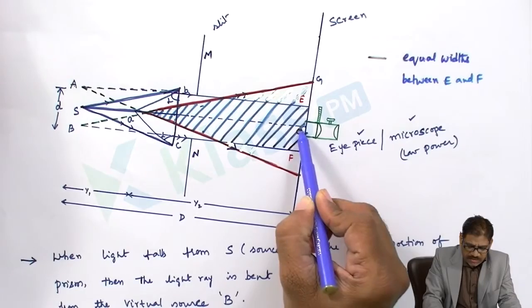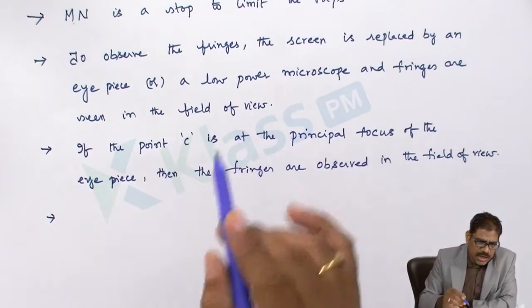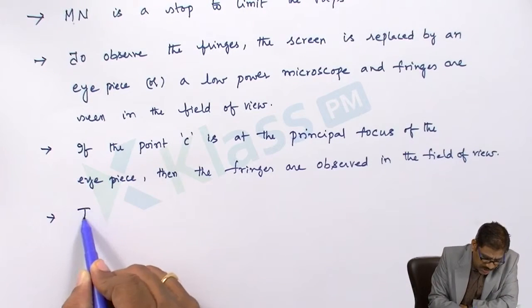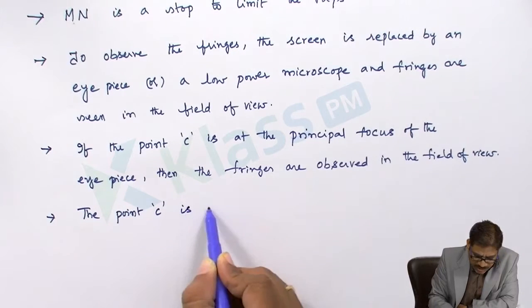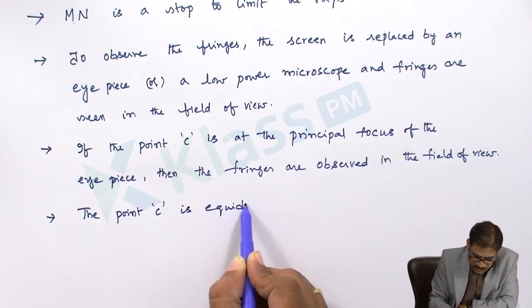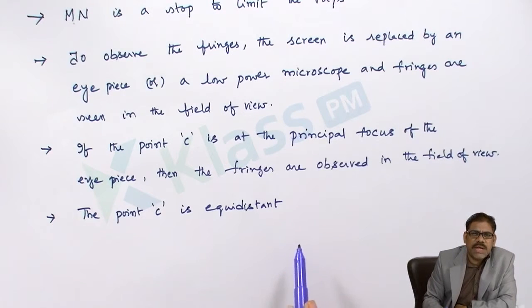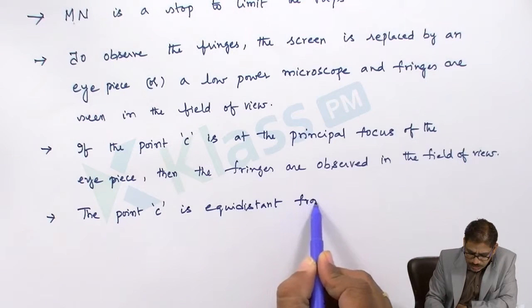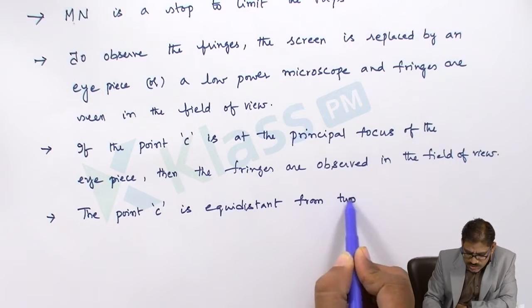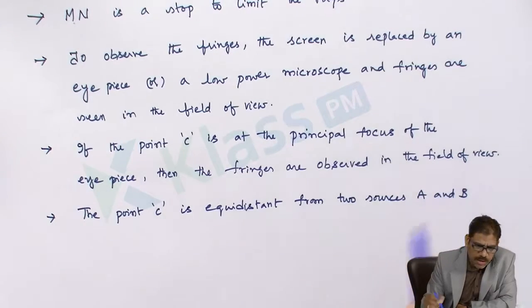Now if C is supposed to be equidistant from A and B, so that is the condition. So we say that here the point C is equidistant, meaning it is placed at equal distances from A and B. That is what we mean by the word equidistant. The point C is equidistant from two sources A and B.